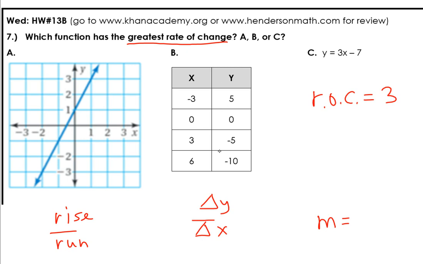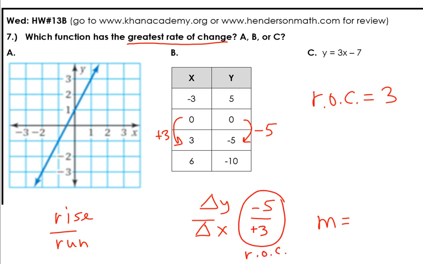The table here, you need to know the pattern. So you can choose any 2 points you want, so I'll choose these 2. 0 and negative 5 is a decrease of 5, so my numerator is minus 5. 0 to 3 is an increase of 3, so my denominator is positive 3. That is the rate of change for the table.